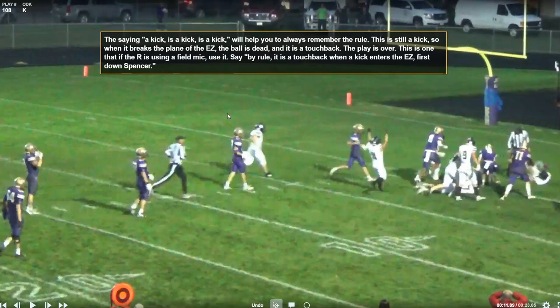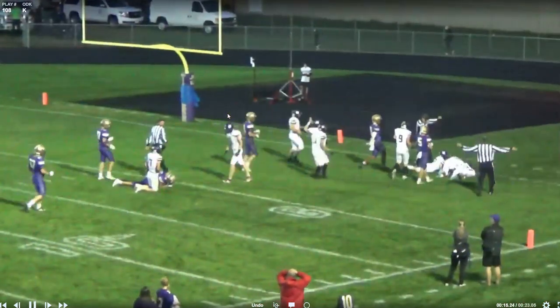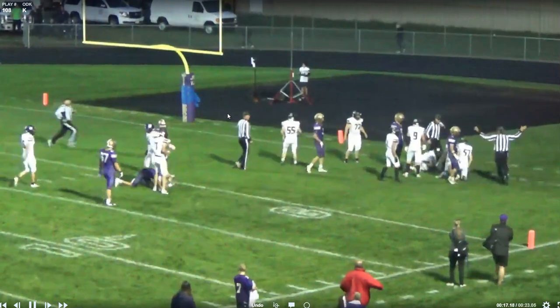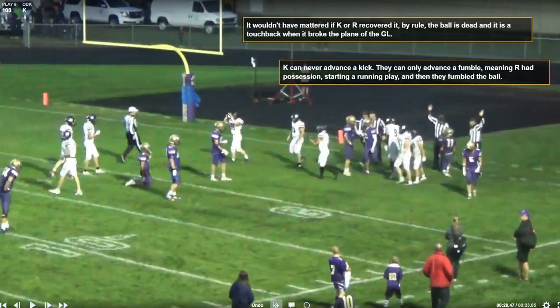Okay. The play's over. This is one that if you have a field mic, referee, get on the field mic and just say, by rule, it's a touchback when the kick enters the neutral zone. First down, Spencer in this case. Okay, but as I continue, you can see this ball is still loose. They're still scrambling for it. We've got officials closing in, and now we have other officials coming in, and we signal touchback.